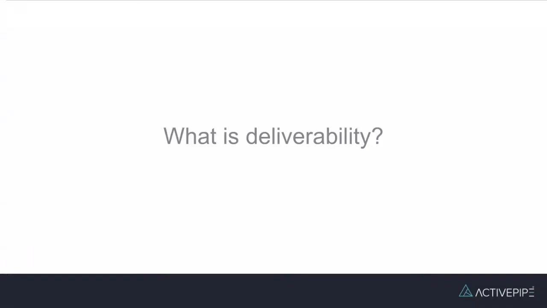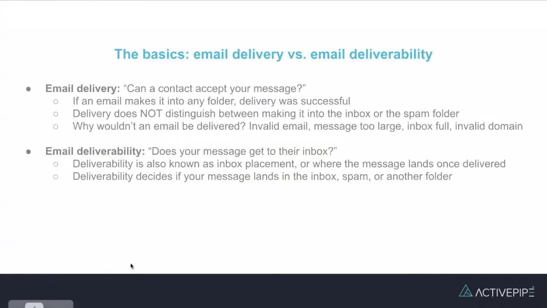So what is email deliverability? This is a good thing to go over: the difference between email delivery and email deliverability. There is a difference between the two. Email delivery is when an email can make it into any folder. So it's simply a yes or no question: can this contact actually accept a message? If yes, the email goes forward into whatever folder it may. If no, that means that there's something else going on here.